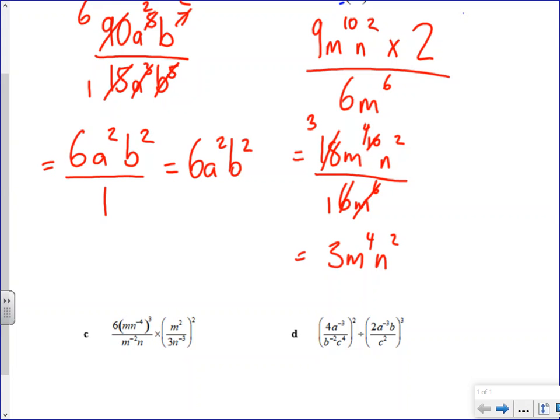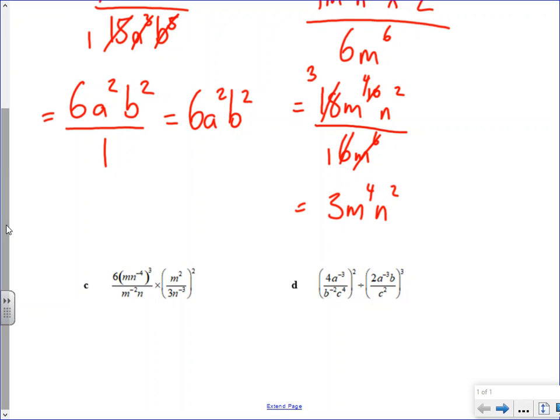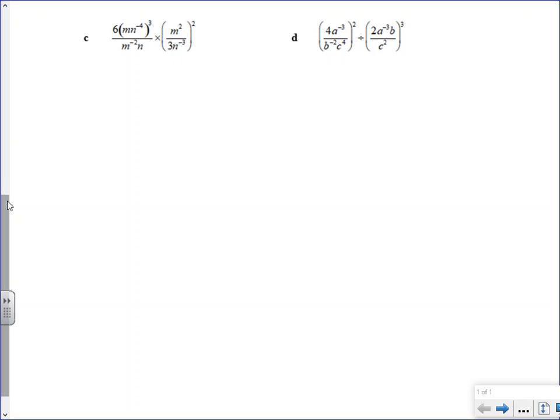So now let's go into questions C and D, and these are the slightly more difficult ones because now we've got negative indices, we've got powers of fractions, lots of different things going on in here. So first of all, let's look at this first one. Let's get rid of the brackets first. So we have 6 m to the power of 3, n to the power of negative 12. I'm just going to go through this fairly quickly now because that's just powers of powers.